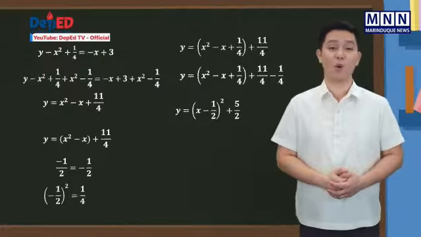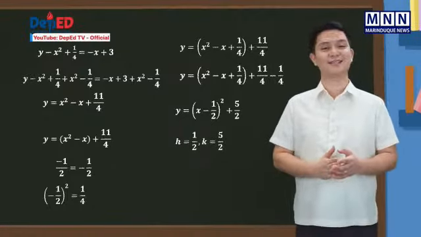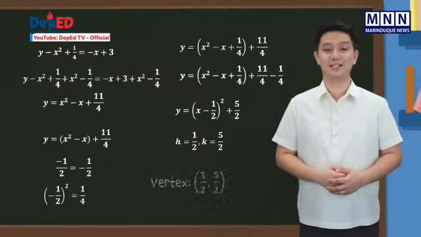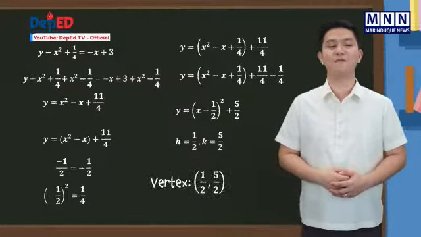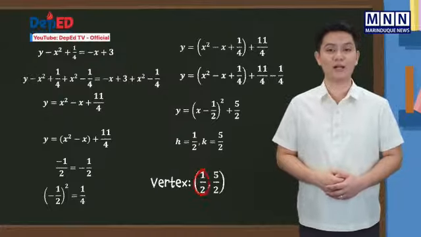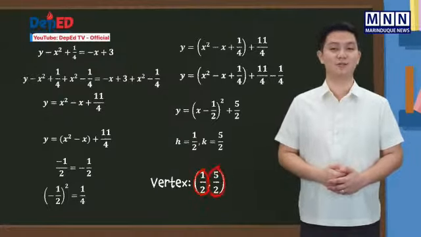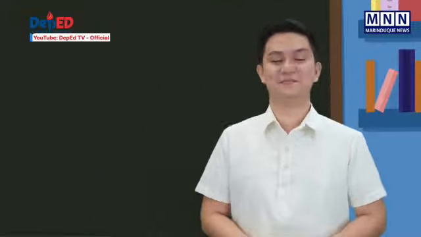where the value of h is 1/2 and the value of k is 5 over 2. Hence, the vertex is the ordered pair 1/2, 5 over 2. At x equals 1/2, the minimum value of y is achieved. It is equal to 5 over 2.